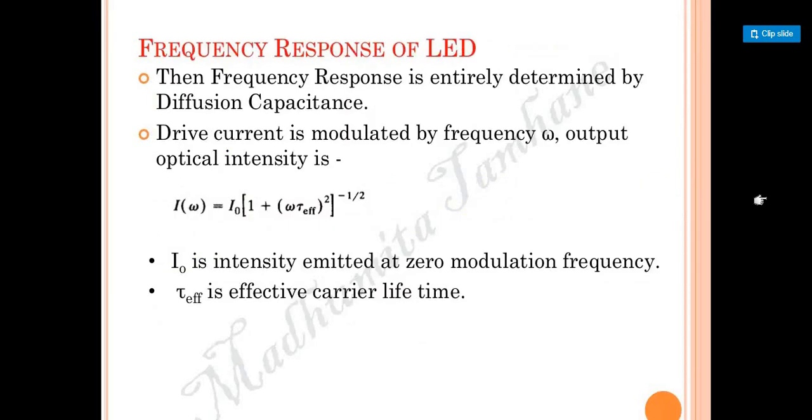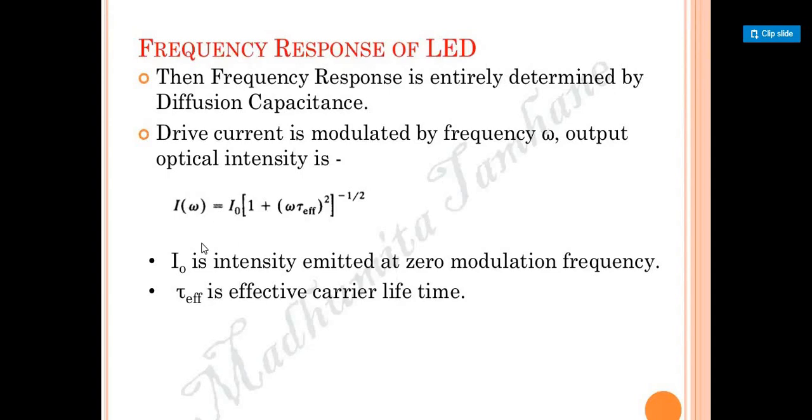Next will be the frequency response of the LED. How do we get the frequency response? That is our main topic. Basically, the frequency response of the LED can be obtained by considering two parameters: one is the derived current, another is the frequency omega. The derived current is given as I of omega equals I naught times 1 plus (omega tau effective) squared, whole power minus 1 by 2. This is the formula for the derived current at modulated frequency omega, the output optical intensity. If you want to find the intensity value, we can find it using this relation.